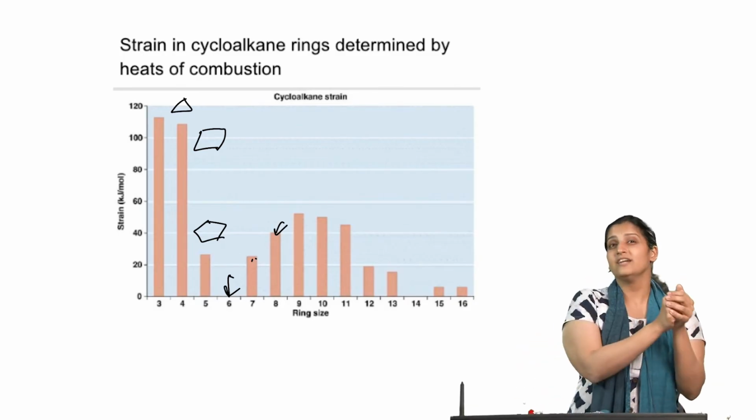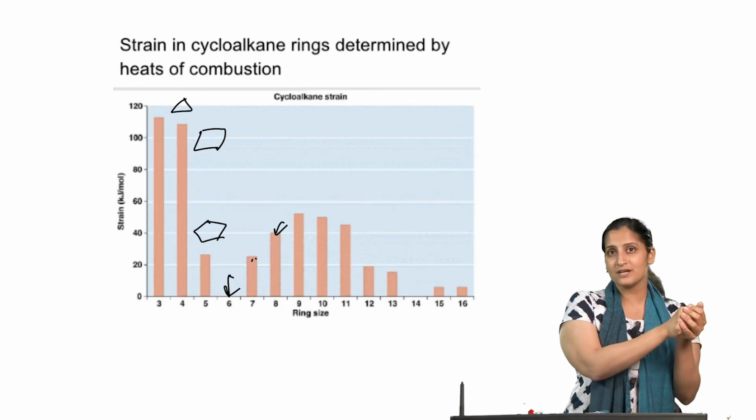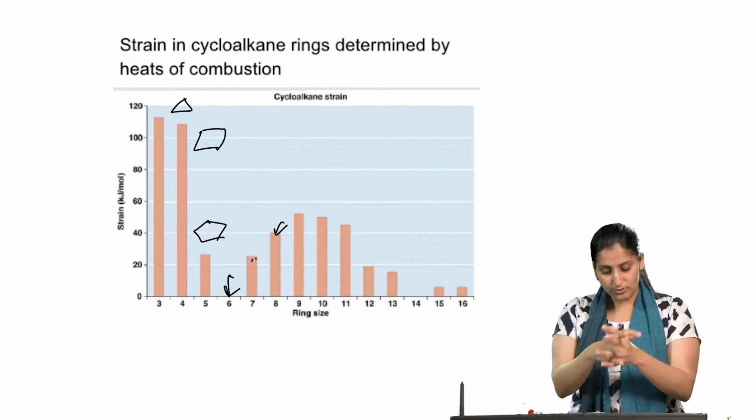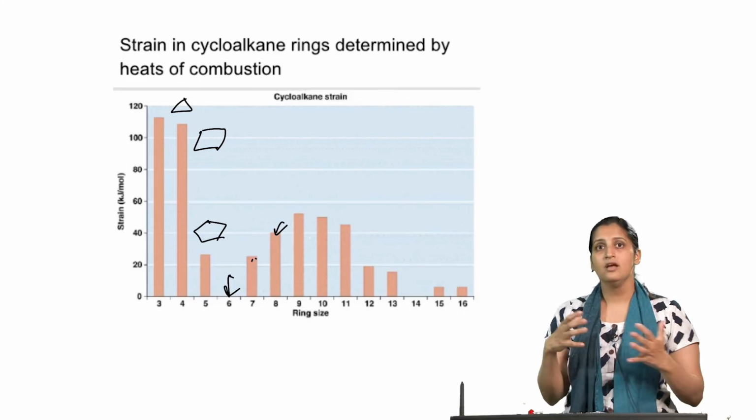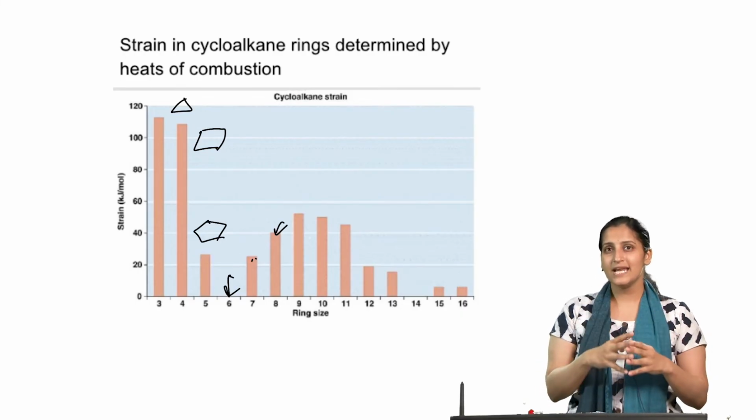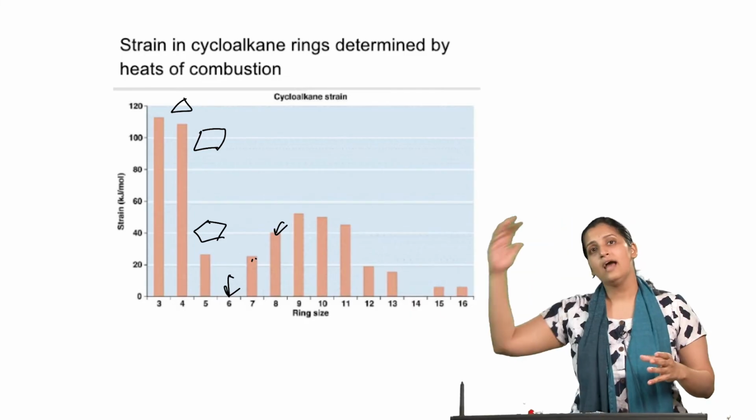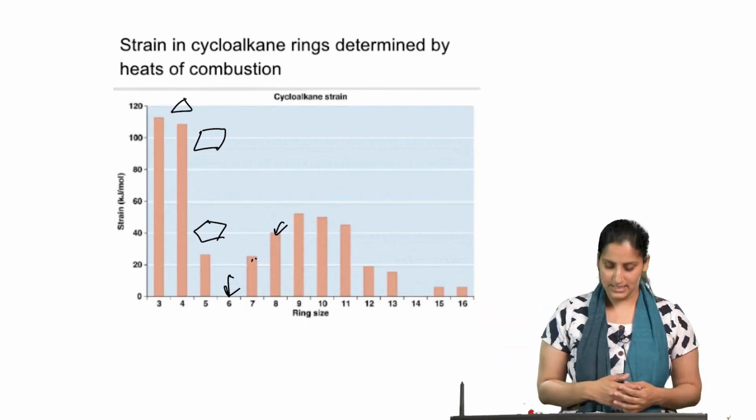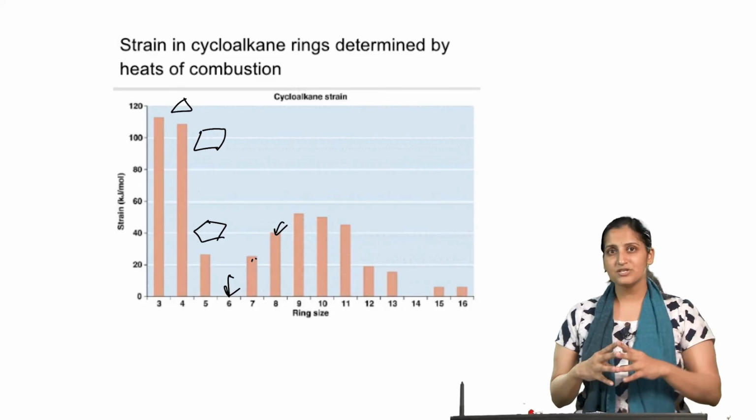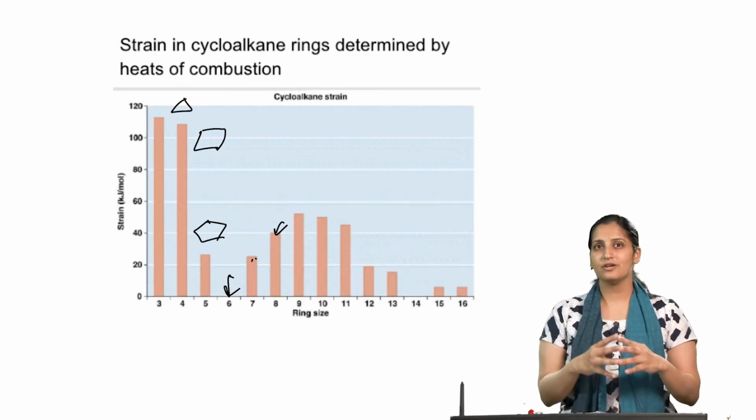So, really small rings have a lot of strain, and then around carbon number 9 or so you have higher strain, but the strain is least for cyclohexane, and then for carbon number 14 onwards the strain again goes on decreasing.